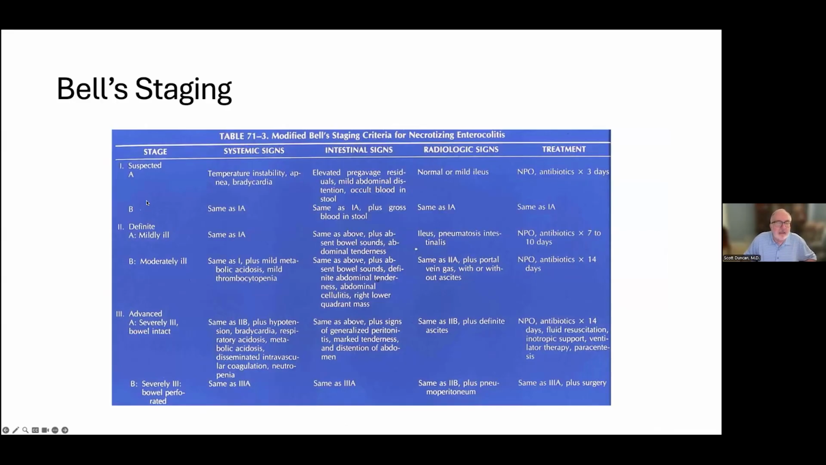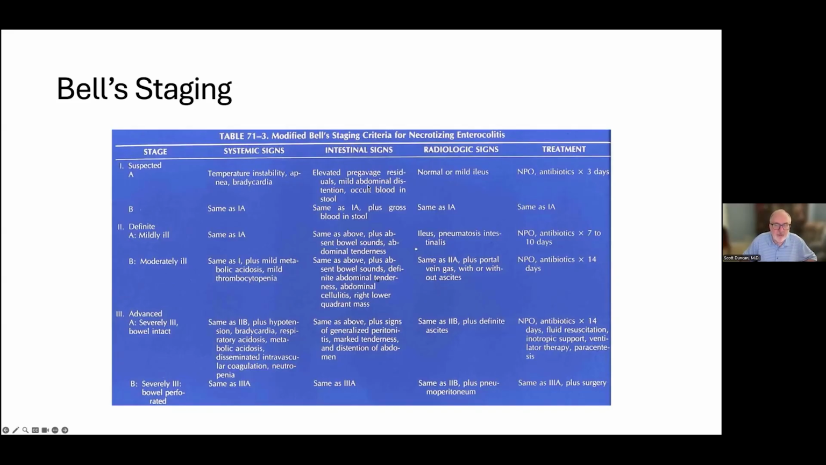The problem with this is not only is it an older method of staging, but when you're into stage 1, where you have suspected necrotizing enterocolitis, these findings are so nonspecific that they may alter what the overall incidence of necrotizing enterocolitis truly is. And in fact, you may diagnose some kids as NEC that truly don't have NEC.